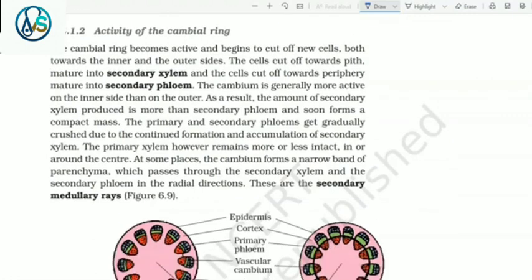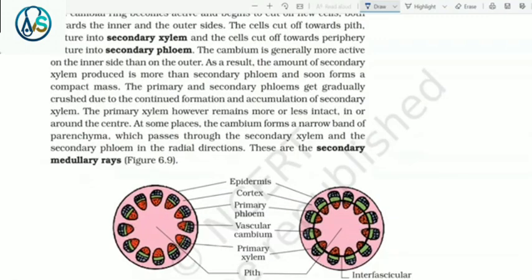6.4.1.2 Activity of the cambial ring. The cambial ring becomes active and begins to cut off new cells, both towards the inner and the outer sides. The cells cut off towards pith mature into secondary xylem, and the cells cut off towards periphery mature into secondary phloem. The cambium is generally more active on the inner side than on the outer. As a result, the amount of secondary xylem produced is more than secondary phloem and soon forms a compact mass.